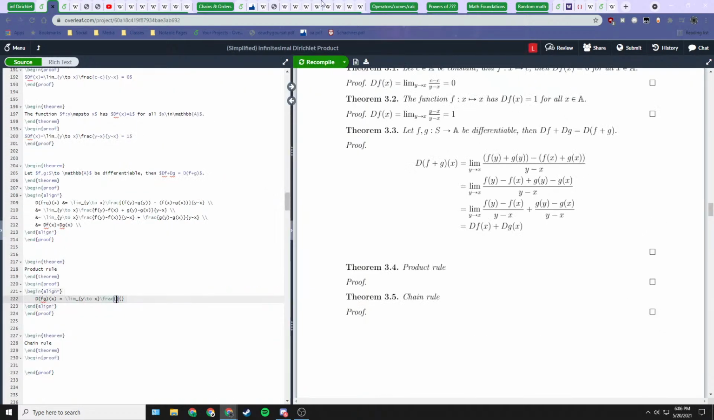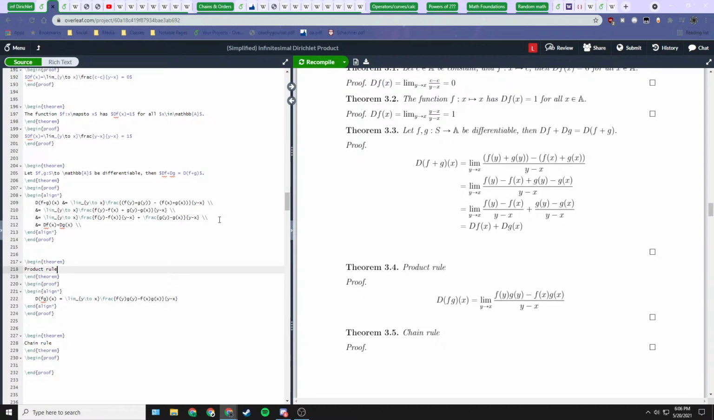Yeah, okay. The formal proof for the chain rule requires something a little extra, but we'll get there. So this fraction, we have f of x times g of x, actually, sorry, this is y. f of y times g of y minus f of x times g of x, divided by y minus x. And so we can reformat that.